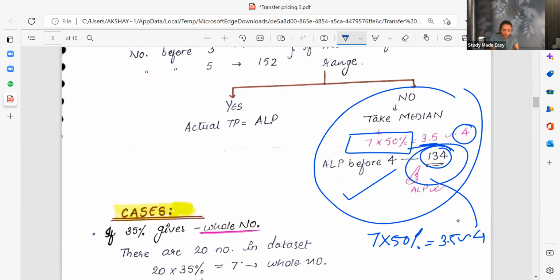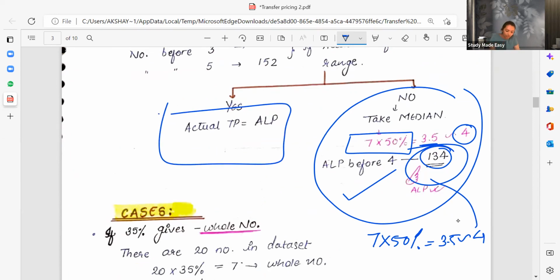But ma'am, if it falls within the range, so already you are within the range now. So whatever is your actual transaction price, that is your arm length price. Understood this?